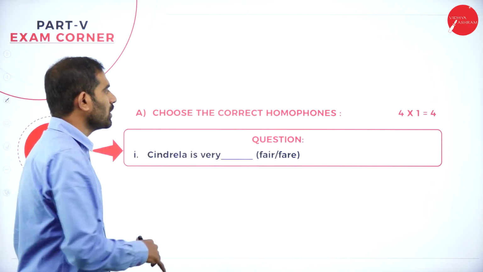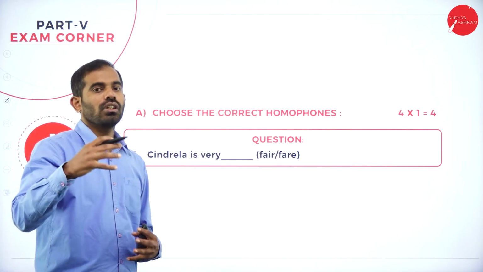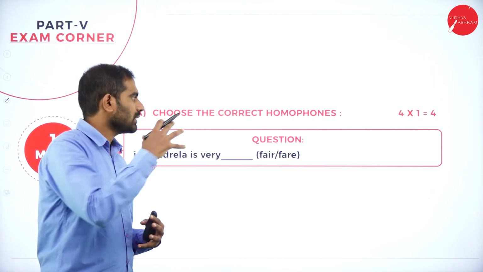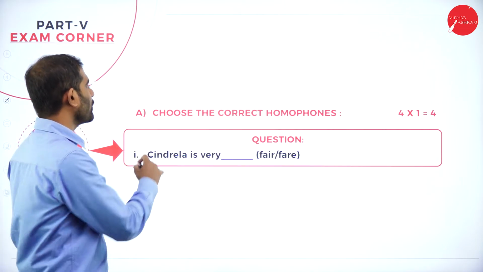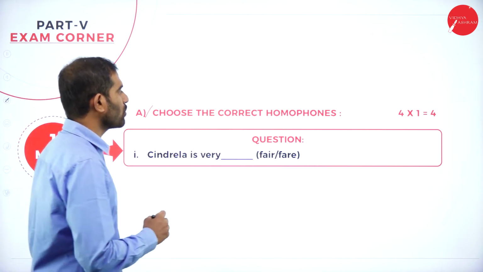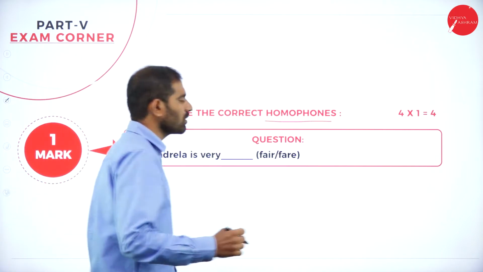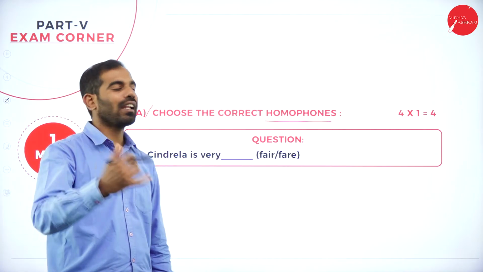So that is about the literature part. Now let us come back to the language component. The next section is the language component. The very first section you get to see is to choose the correct homophones. And you should know what homophones are: the words which are pronounced the same but have different spelling and meaning.